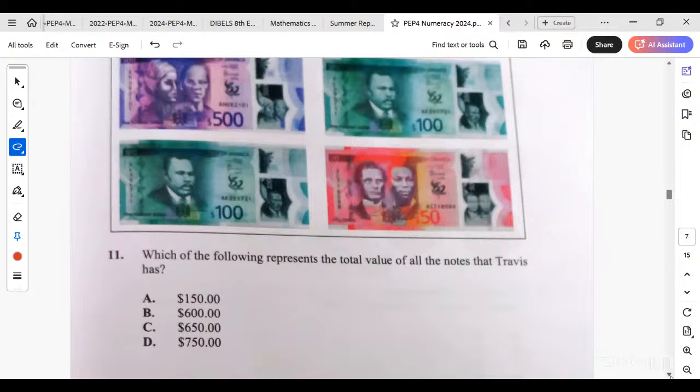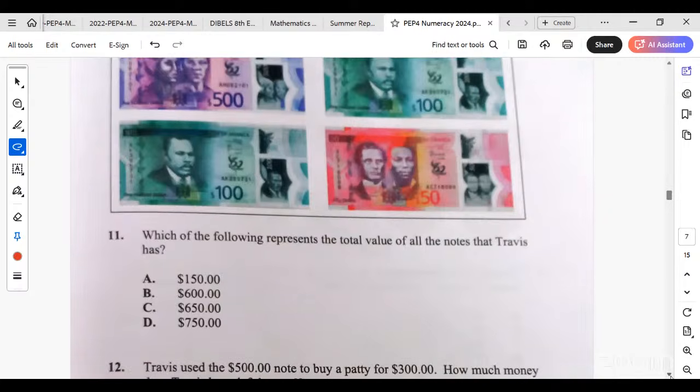So 500 plus 100, that's 600, plus another 100, that's 700, plus 50, that's $750. So the correct answer is D, $750.